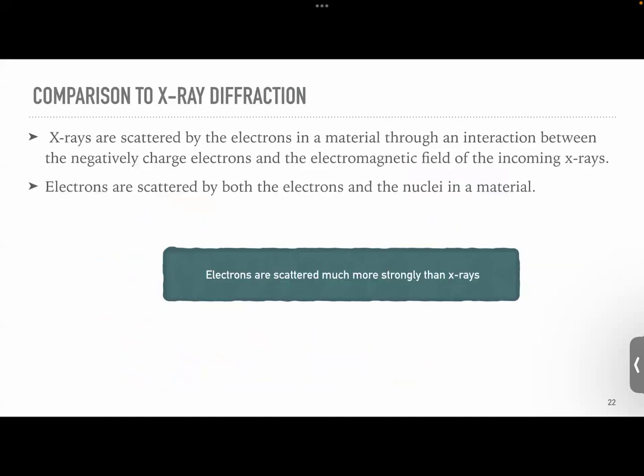If we compare with X-rays, we know that X-rays, when they interact with your sample, only interact with the electrons of your sample. But electrons can be scattered by the electrons as well as interact with the nuclei of the material. So they can give you much more information than X-ray diffraction or the energy dispersive X-ray analysis which you can do with your sample.